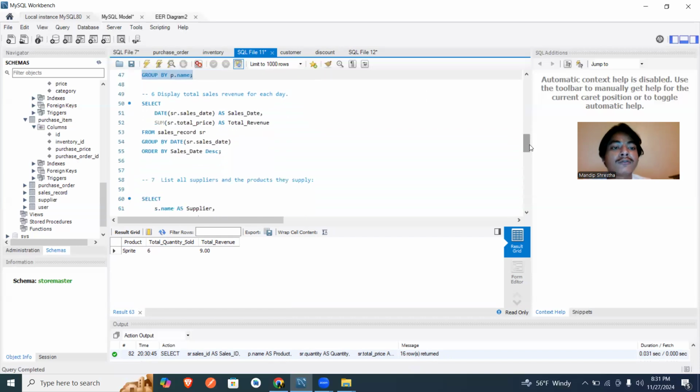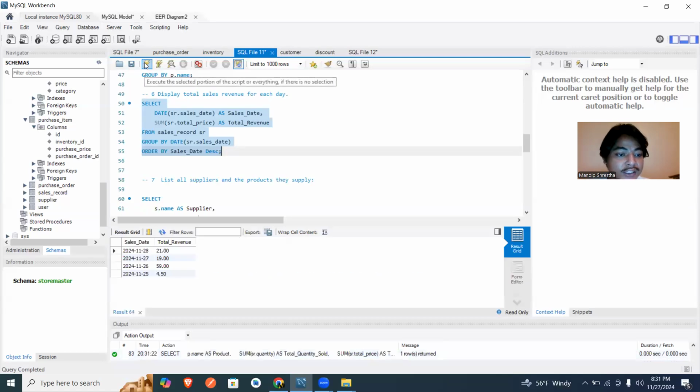My sixth functionality is displaying total sales revenue for each day. If I run this code, you can see that for November 28th, my total revenue is $21. That means on that day I made sales of $21. Similarly, for the 27th it's $19, for November 26 it's $59, and for November 25 it's $4.50. That's the total sales done on those days.